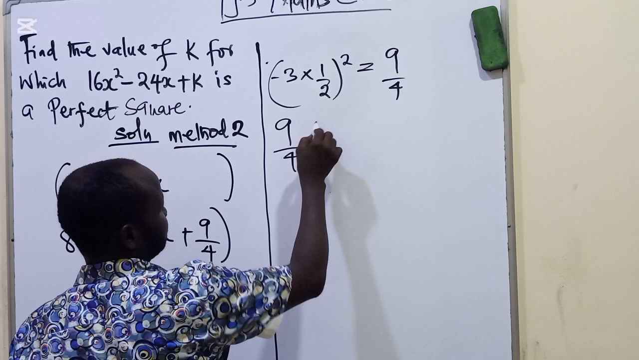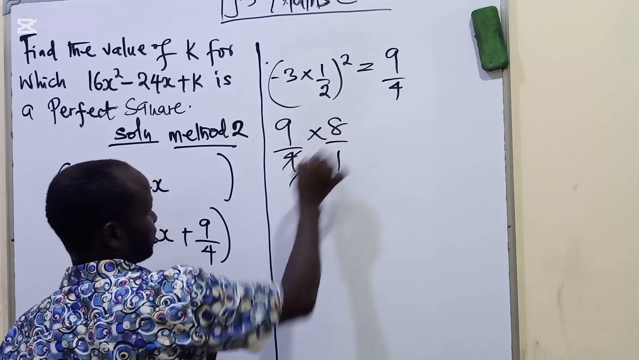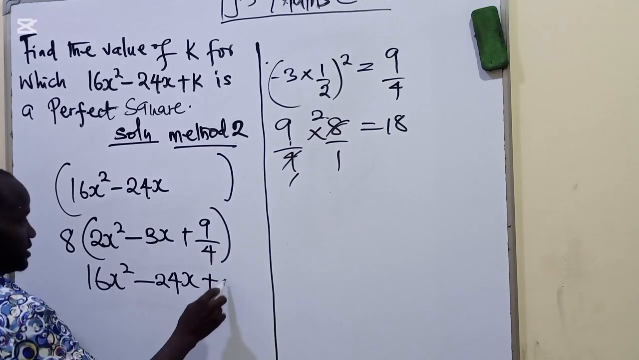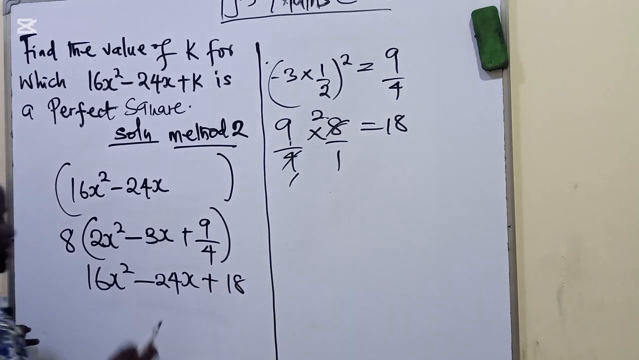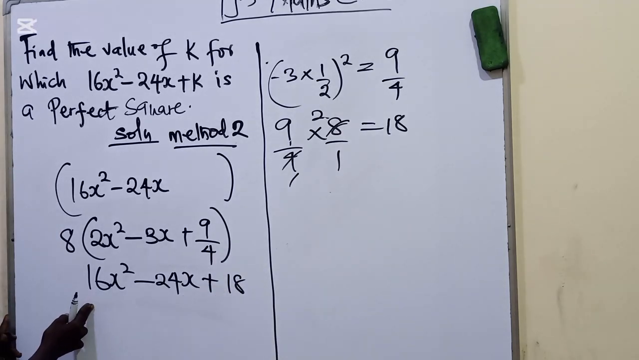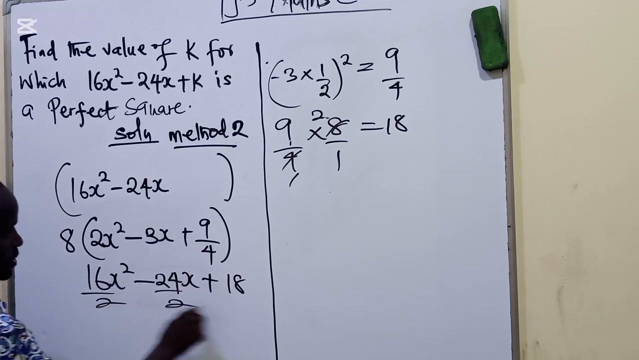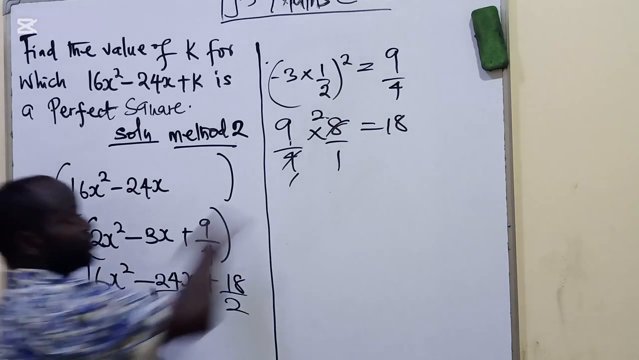9 over 4 times 8. 4 here 1, 4 here 2, will get 18. That's 9 times 2 is 18. That will be plus 18. Here, 2 is common. We can reduce this. We can divide through by 2. Let's divide through by 2 and see what we are going to get.